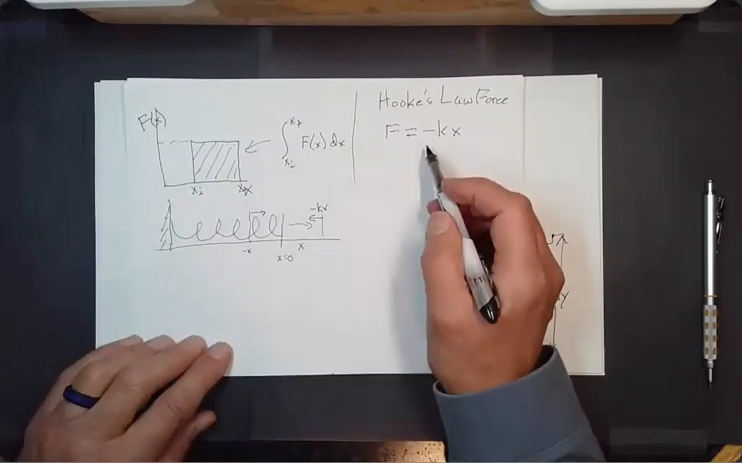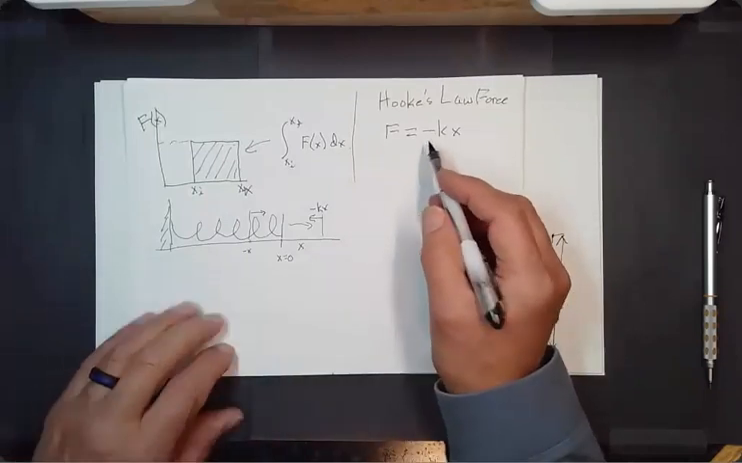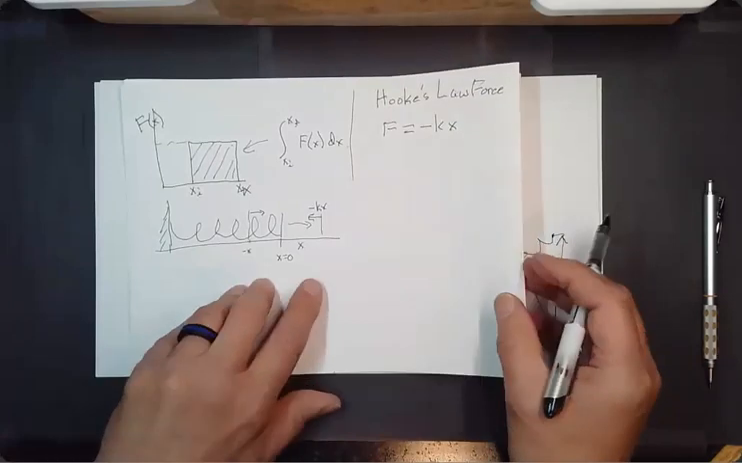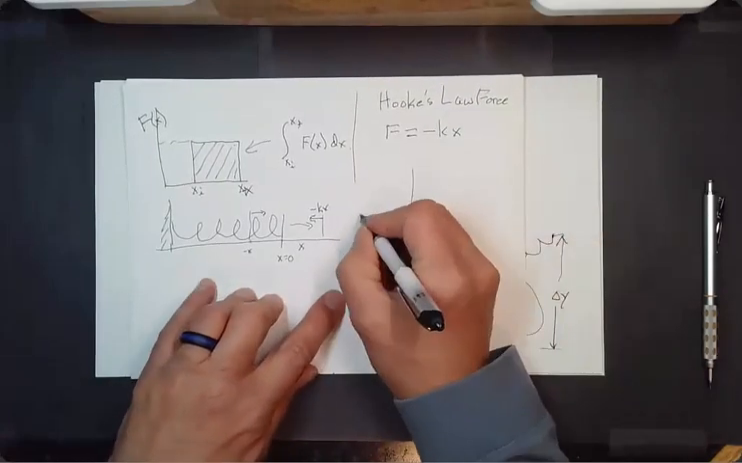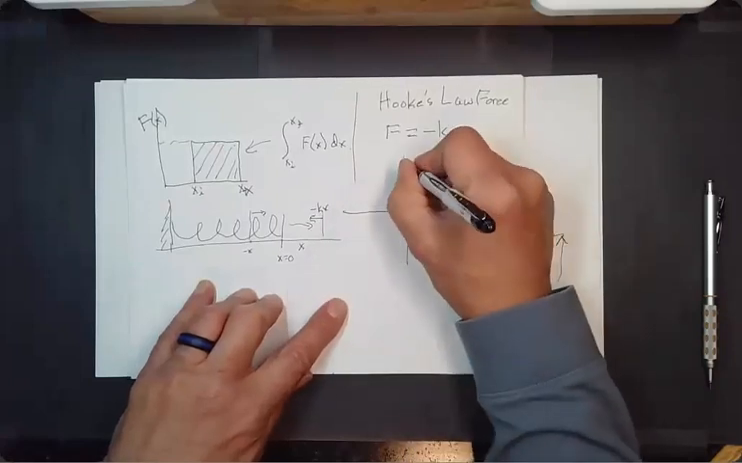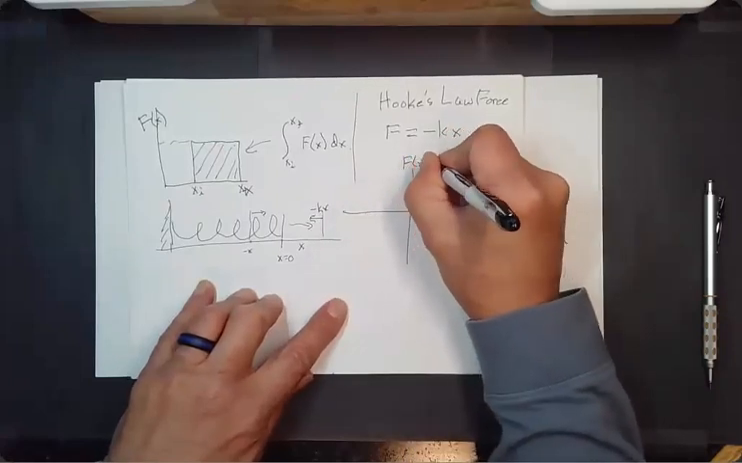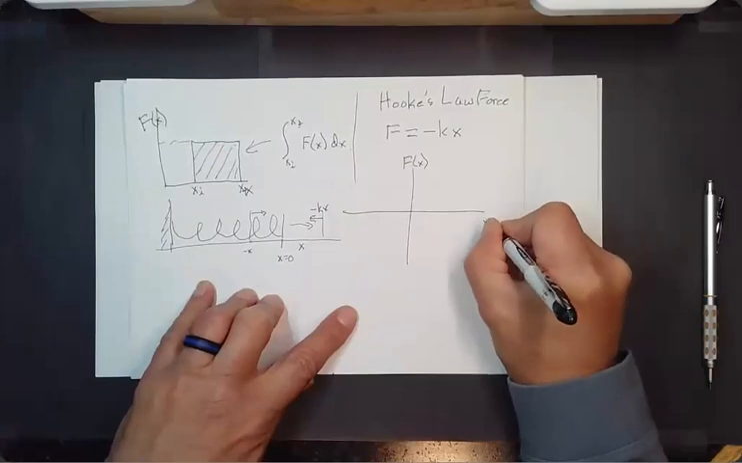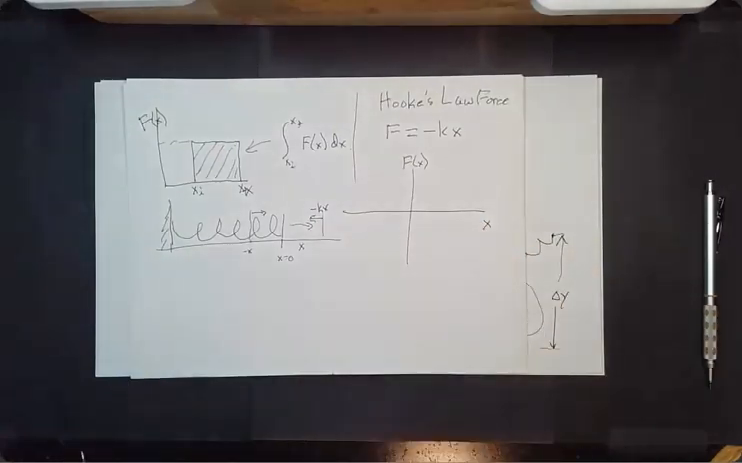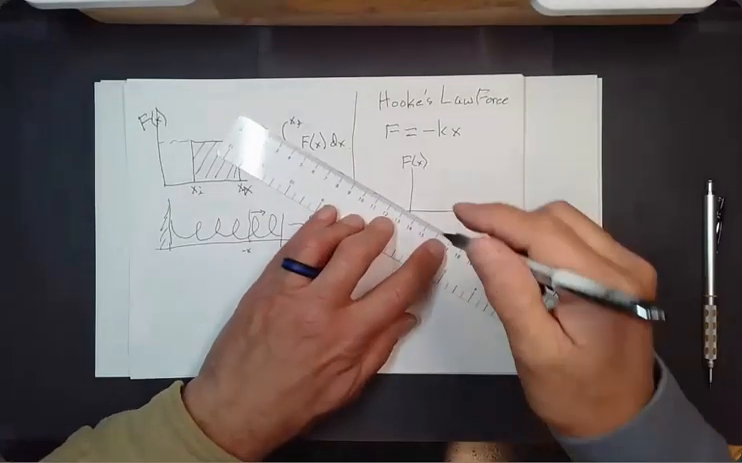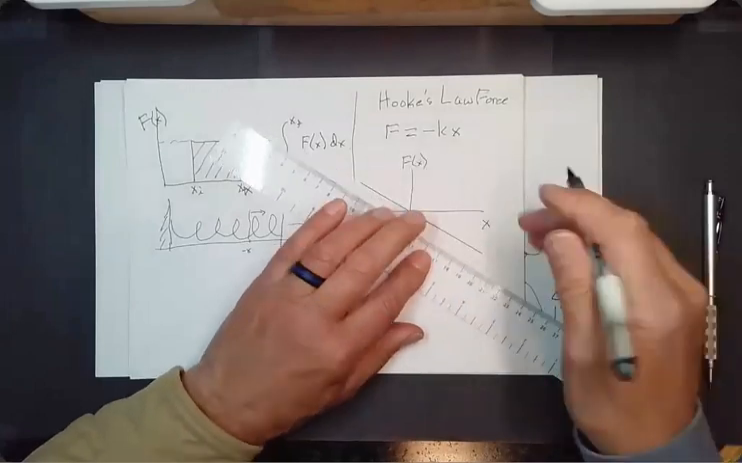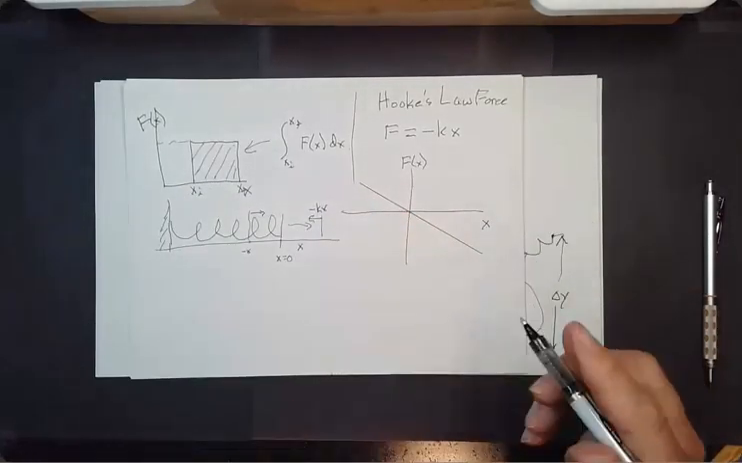Okay, but let's see what kind of work we get done when we have a force that behaves like this. Well, if I make a graph of this, this is going to be my F as a function of x, a graph versus x with something that has a slope that goes like that. Here's what that graph looks like. The slope here is going to be k.